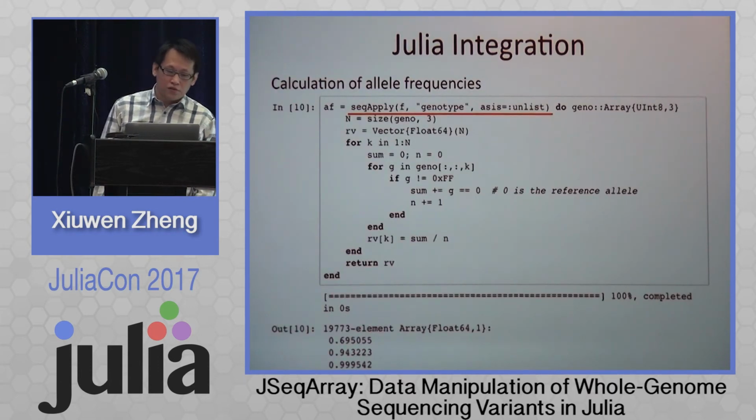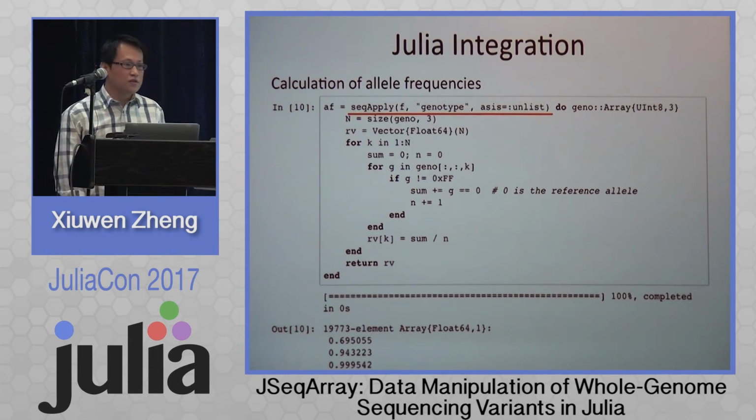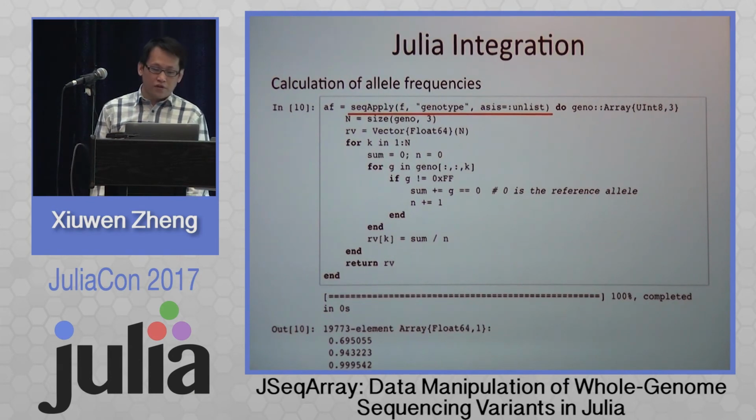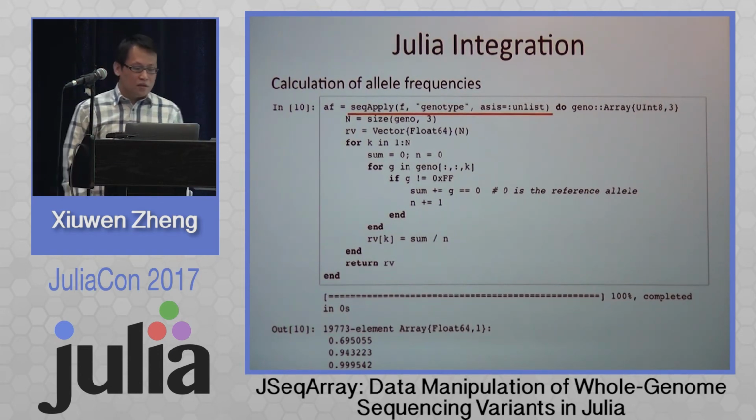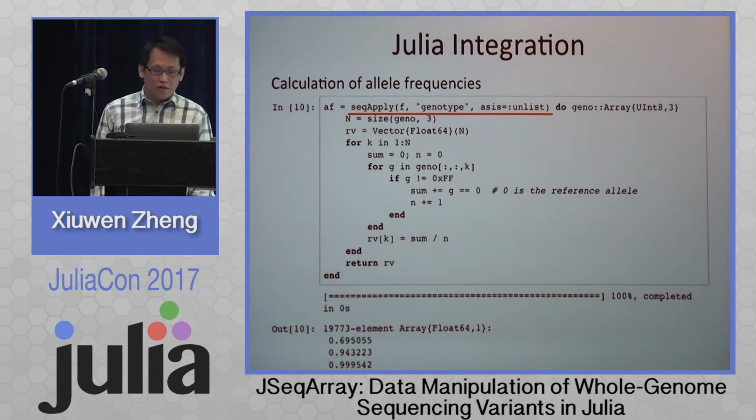Here is an example for the calculation of allele frequency. In the user-defined function, the input variable geno is a 3-dimensional array of 8-bit unsigned integer. This function calculates the frequency of 0 in the genotype array for each variant, and it returns a vector of floating numbers. The keyword argument as.is equal to "unlist" indicates flattening the return vector.